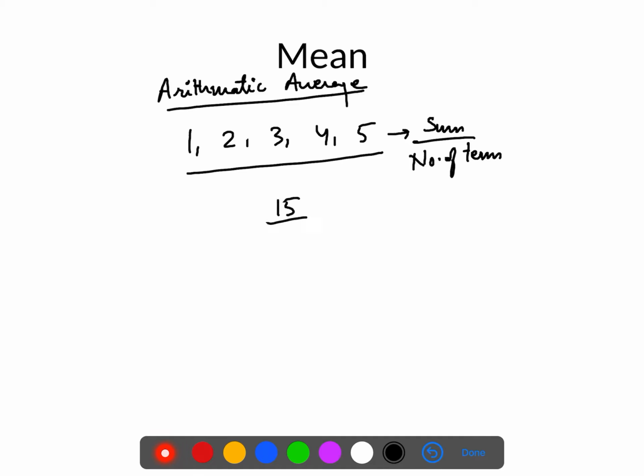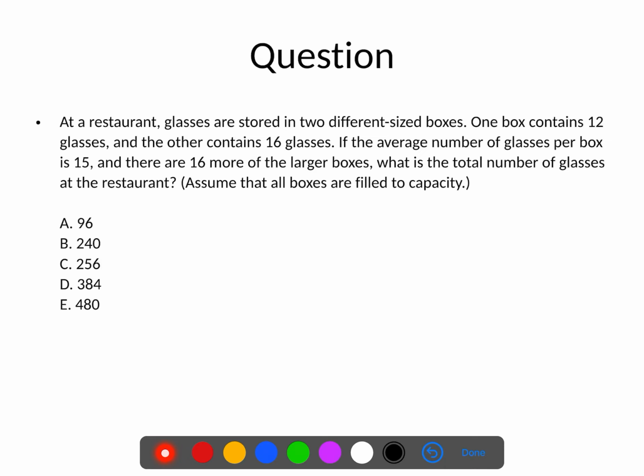So sum is 15, number of terms is 5, so 3 is the mean. That's how we calculate mean, simple. Let's take one question. Glasses are stored in two different sized boxes. So there are two kinds of boxes. One box contains 12 glasses each and the other contains 16 glasses each. So there is a smaller box containing 12 glasses each. There is a bigger box containing 16 glasses each.